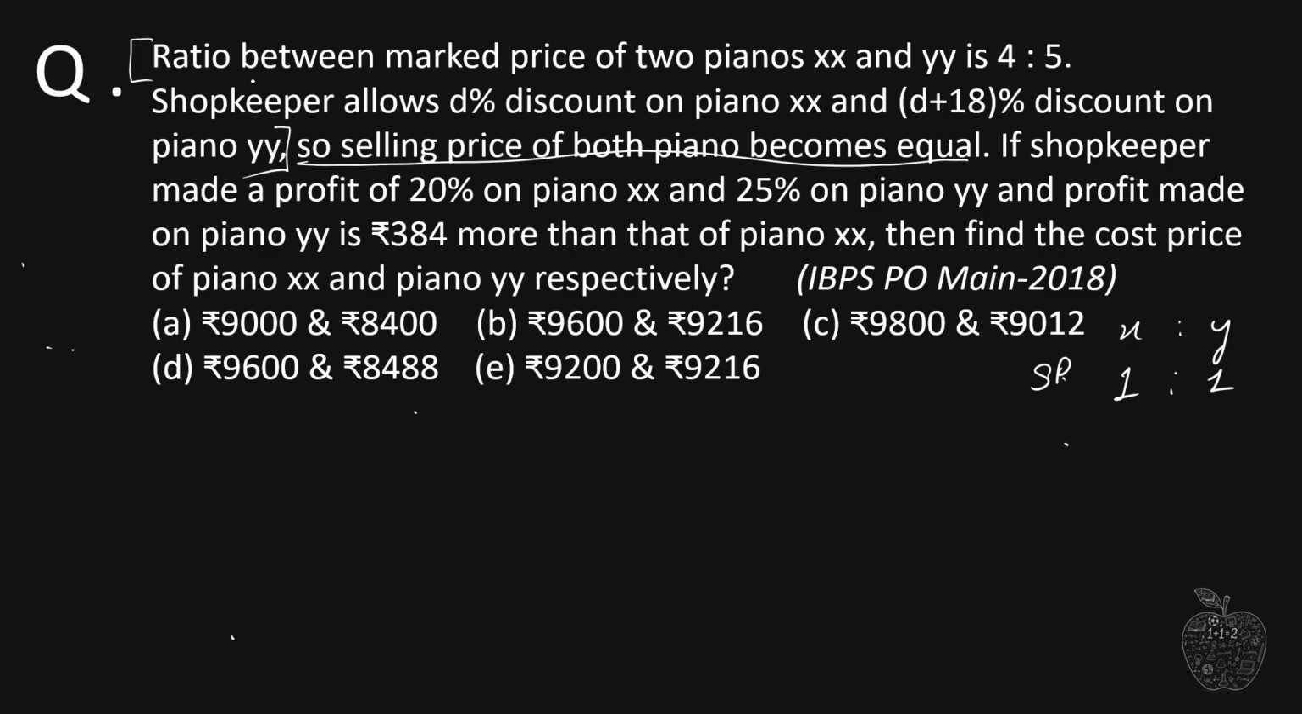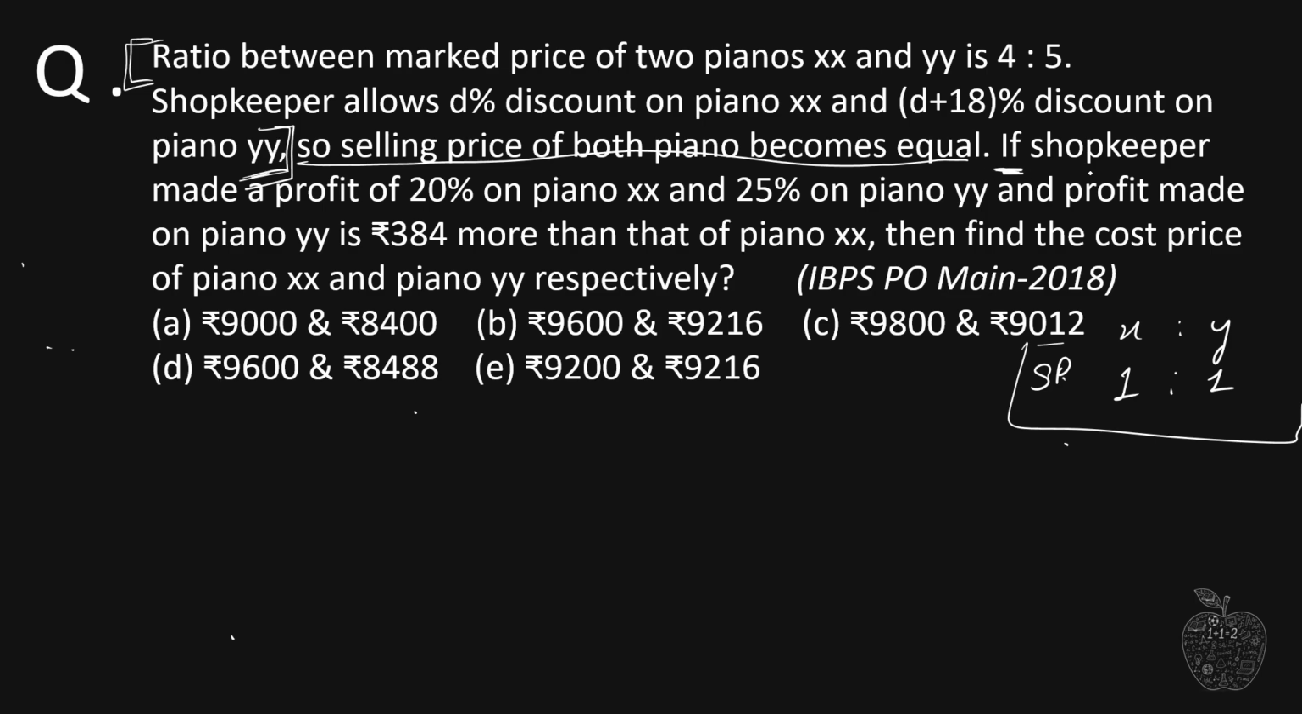All right, so now we know that the portion from here to here is not required. The selling price of both pianos becomes equal, so we wrote here that the selling price is equal. That means the ratio is 1:1. If the shopkeeper made a profit of, now we start the question.